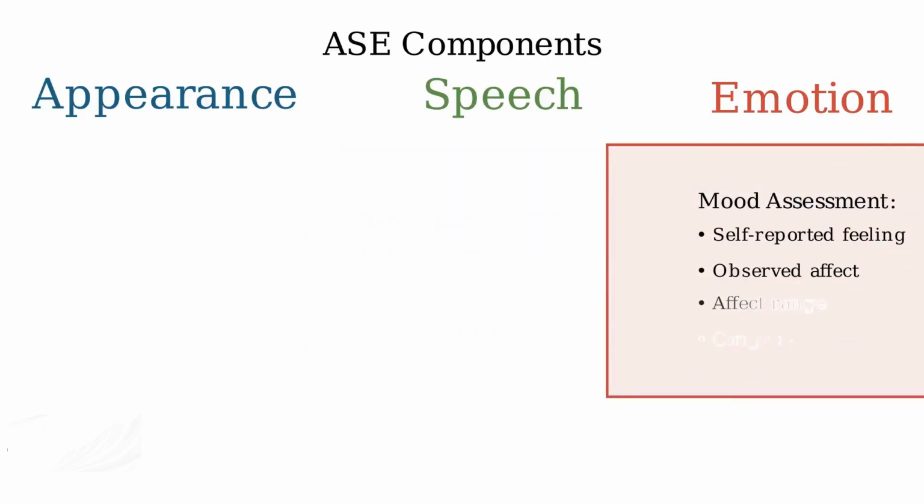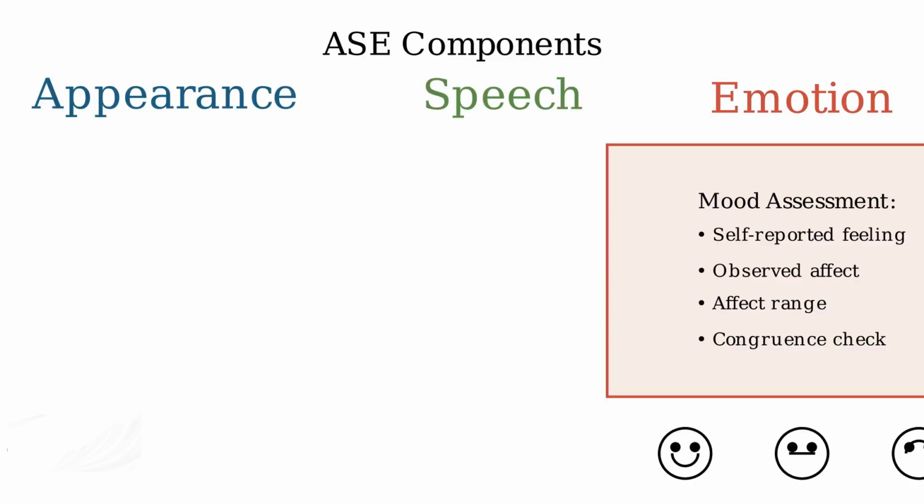Emotional assessment involves observing both expressed and reported feelings, noting any discrepancies between the two. Observe facial expressions and affect, which can range from flat to fully animated. Check for congruence between reported mood and observed affect. Document specific examples of matching or mismatching presentations.